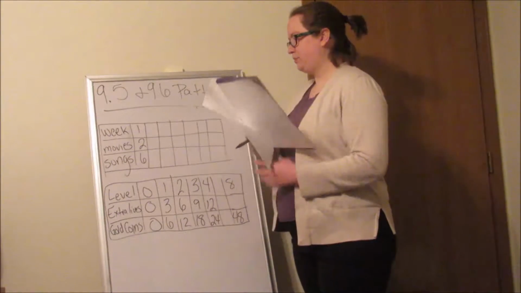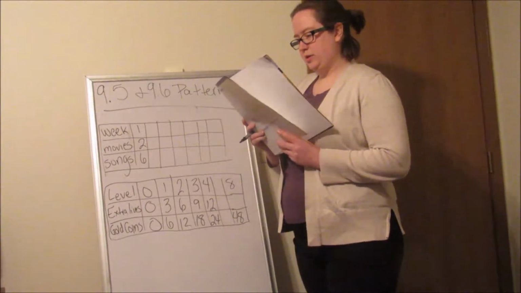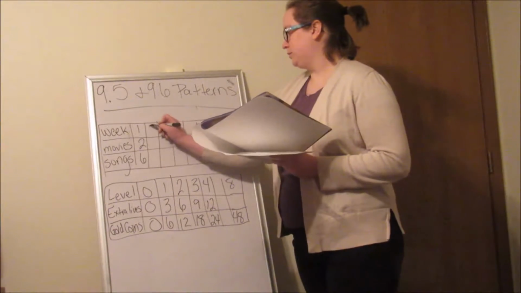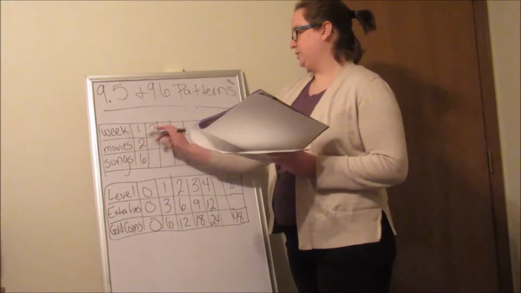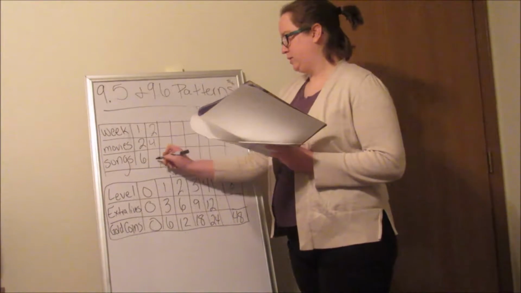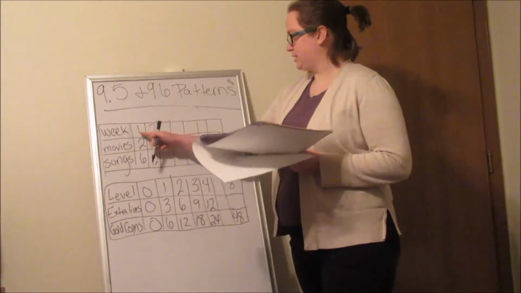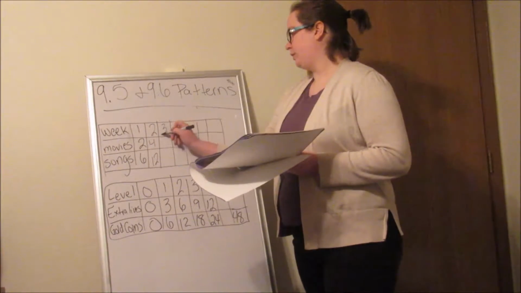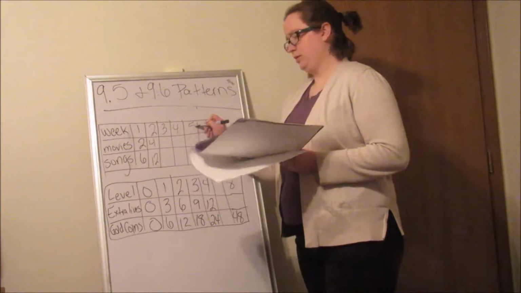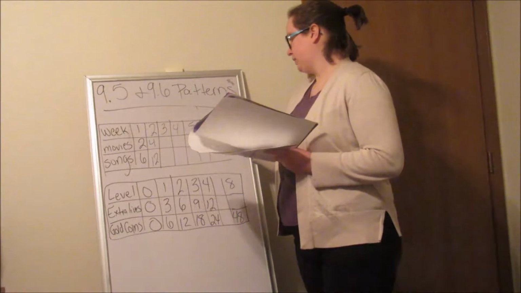So, week 1, we have 2 movies and 6 songs. So in week 2, we'd add 2 to this, so it'd be 4. We'd add 6 to this one, 12. So we're going to finish this off. Week 1, 2, week 3, 4, 5, 6, 7.